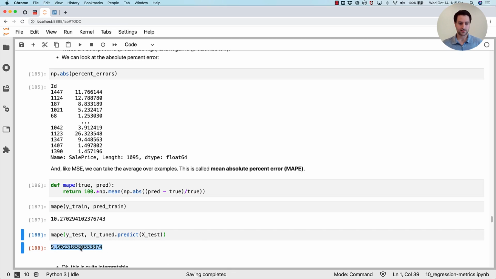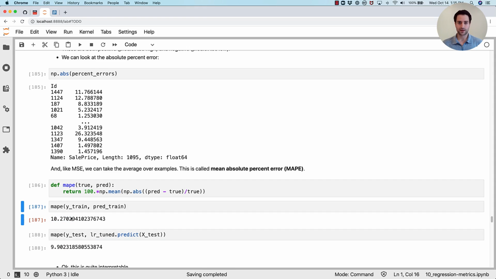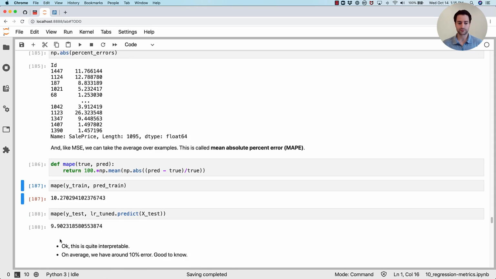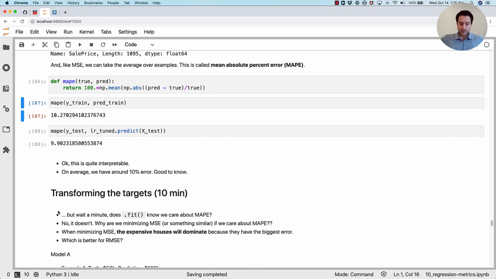And so here's our test error. Note that this is an error, so lower is better. It's not a score where higher is better. The fact that test is a bit better than train is just luck, and we have a small data set, so there's going to be a lot of noise here.